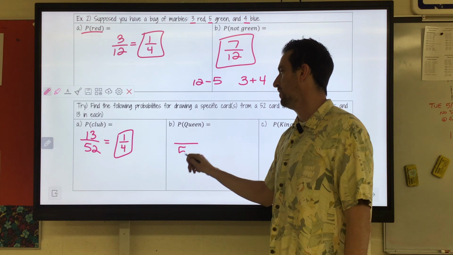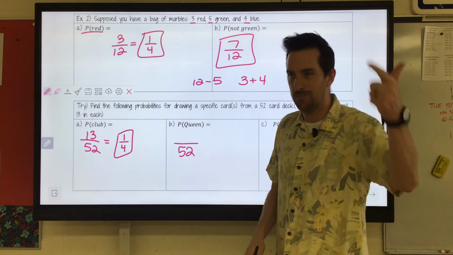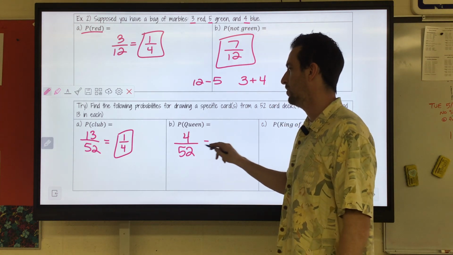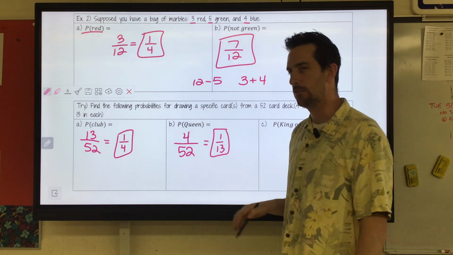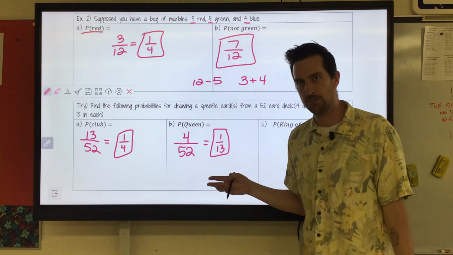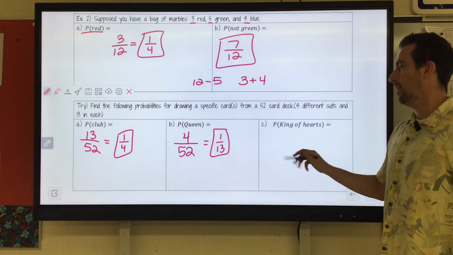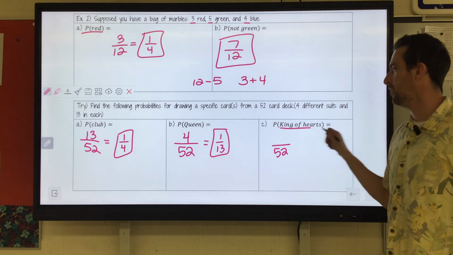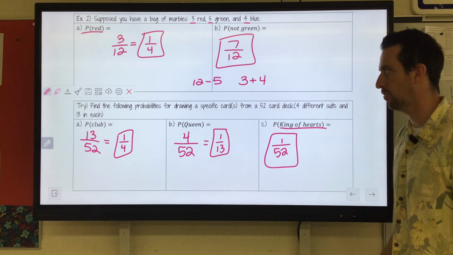Of the 52 cards, how many of them are queens? Well, you have the queen of hearts, queen of diamonds, queen of clubs, queen of spades. So there's 4, which if you divide those both by 4, you have 1 of 13, which makes sense because of the 13 cards in the suit, 1 of them is a queen. Of the 52 cards, how many of those 52 cards are a king of hearts? There's only 1 of those. 1/52.